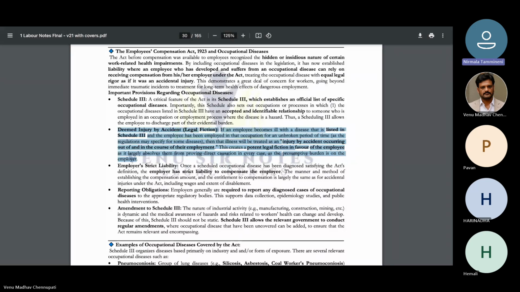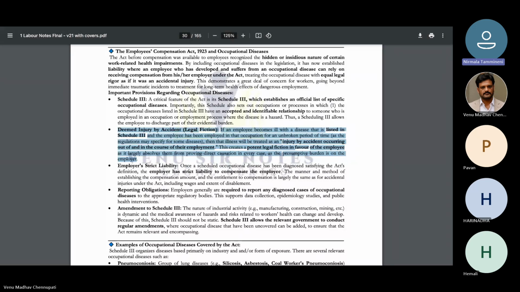If an employee becomes ill with a disease that is listed in Schedule 3 and the employee has been employed in that occupation for an unbroken period of time as the regulations may specify for some diseases. For example, if I got TB within 3 days of working in a cotton mill, they will not accept that. There should be a stipulated time period. You should be exposed to those working conditions, and then if you contract that particular disease, then it is an occupational hazard. That is basically what they are saying.